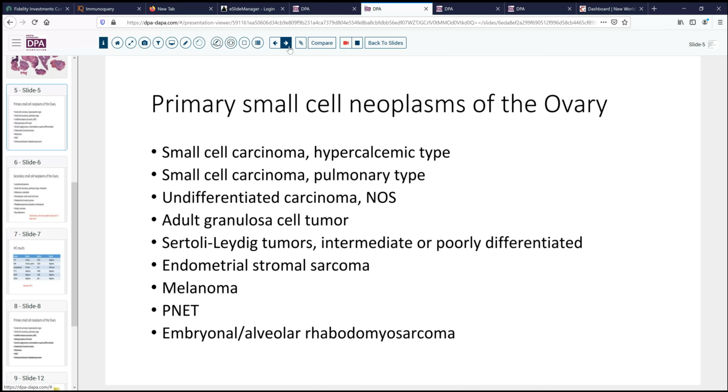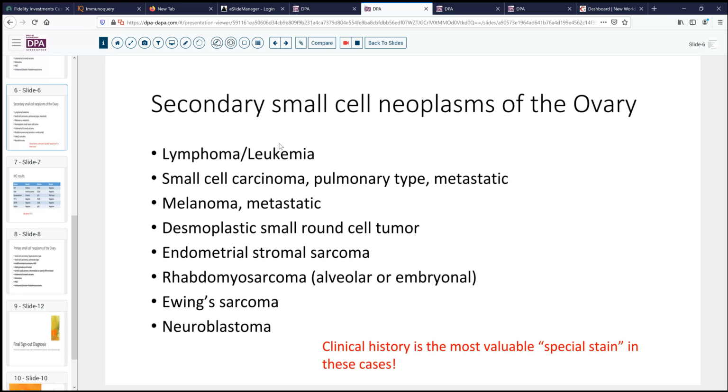Then, of course, there are the things that can travel to the ovary. Lymphomas, leukemia doesn't look like that in this case. Small cell carcinoma of the pulmonary type that's metastatic from elsewhere. Metastatic melanoma, desmoplastic small round cell tumor, a primary intraperitoneal disease, especially endometrial stromal sarcoma, rhabdomyosarcoma from another site, Ewing's or neuroblastoma can, of course, travel in this situation.